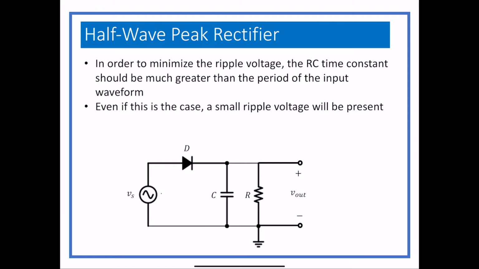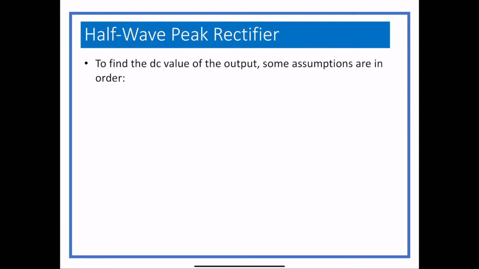So, first of all, we want to know how to find the DC value of the output. And we're going to make some assumptions to go into that. First of all, we assume the diode is ideal. We know it's not, but we're going to assume it is. We assume the RC value is much greater than the period of the waveform.